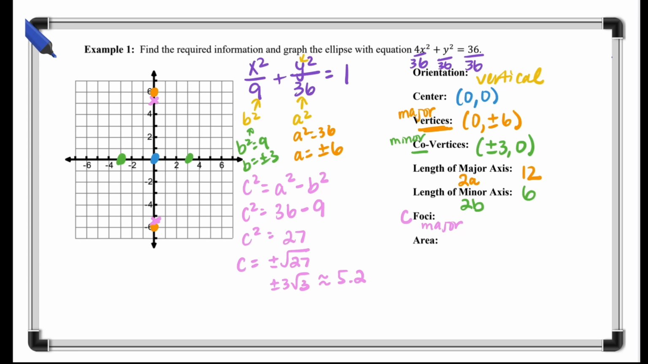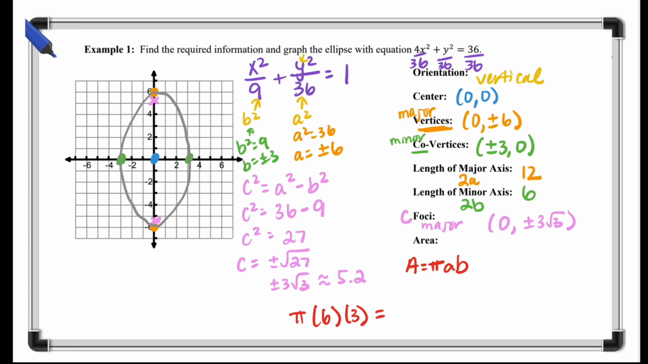Now, to write those points, because you don't have a nice number here, we can use that radical that you had. So the x value is 0, and then you can just write plus or minus 3 square root of 3, or plus or minus square root of 27. Now that you have all that information, you can draw your ellipse and do the best that you can to make it sort of curved. Now, to find the area, we know the area is pi times a times b, which I know is 6 times 3, which is really 18 pi. So my area is 18 pi.